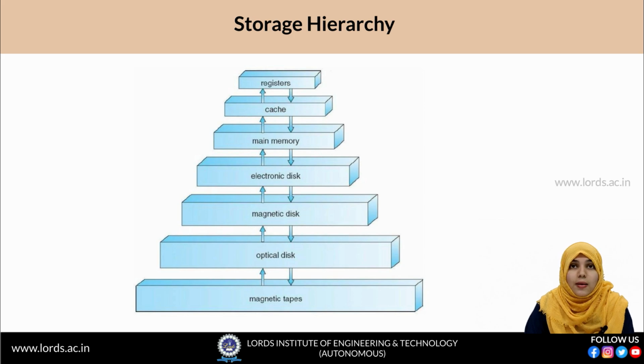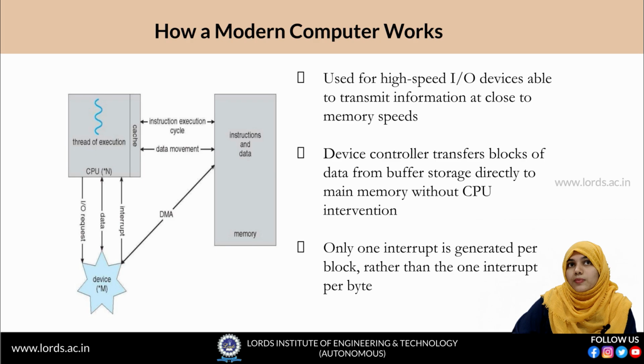But still, let's consider that to access a magnetic tape we take 100 milliseconds, while the access time of registers will be 1 nanosecond. So to decrease the access time and to increase the performance of the system, we use some amount of all these memories in our computer system.